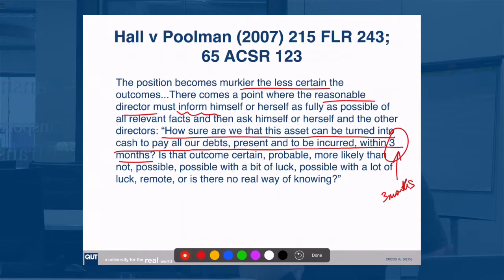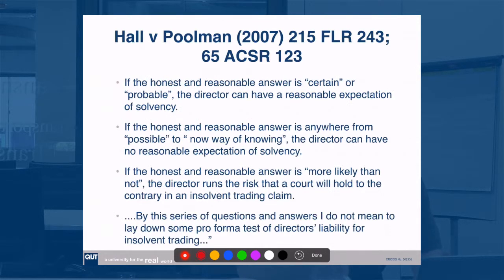Okay, so we've got this asset to sell. How certain are we can sell it and pay our debts within 3 months? Is that outcome certain, probable, more likely than not, possible with a bit of luck, possible with a lot of luck, remote, or is there no real way of knowing? Don't you love judge speak for probability? Okay, so he's going here, how probable is it that we can liquidate this asset? If the honest and reasonable answer is certain or probable, then the director has a reasonable expectation of solvency. Okay, so if it's certain you can sell the land for $1 million, you're solvent. If it's probable you can sell the land for $1 million, you're solvent.